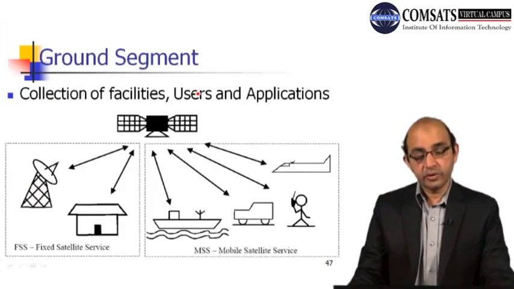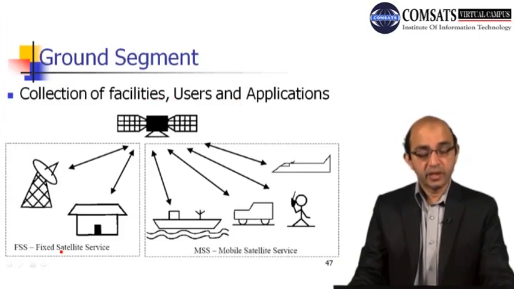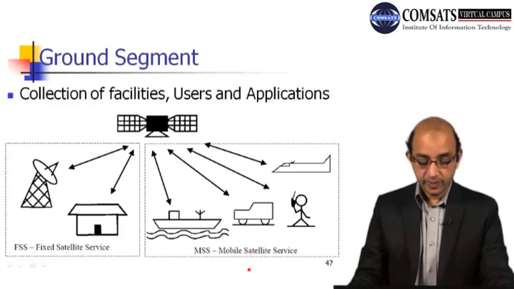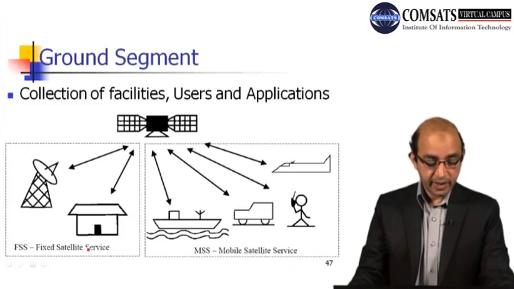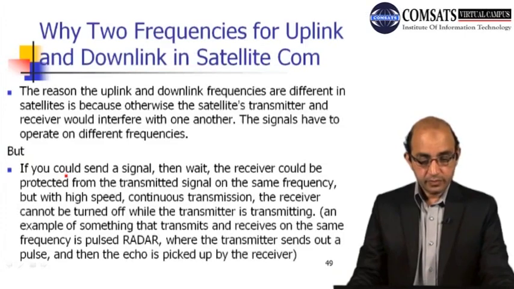Then if we talk about the ground segment, collection of facilities, users and applications. So you can see here we have fixed ground station, and here we have the mobile ground station, right? So it's MSS, mobile satellite service, and FSS, fixed satellite service. Right, so this is almost the same, downlink, right, uplink.